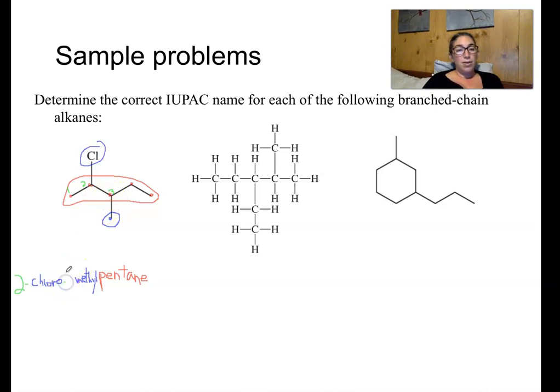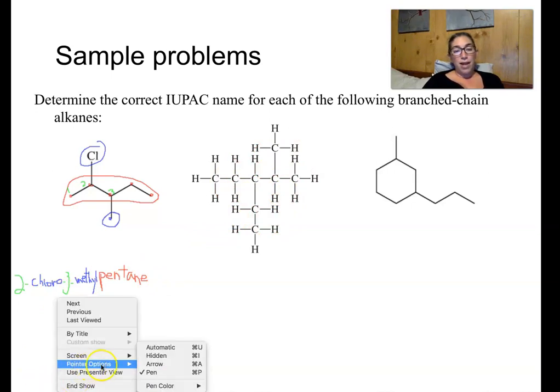So I'm going to do chloro-3-methyl. It's a funky looking 3. So this is called 2-chloro-3-methylpentane. This one here, this Lewis structure, we're going to find the parent chain.